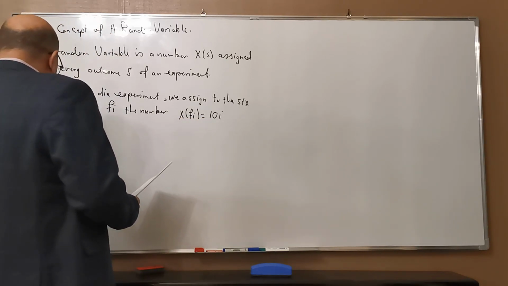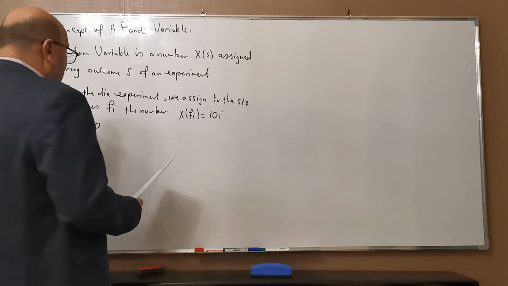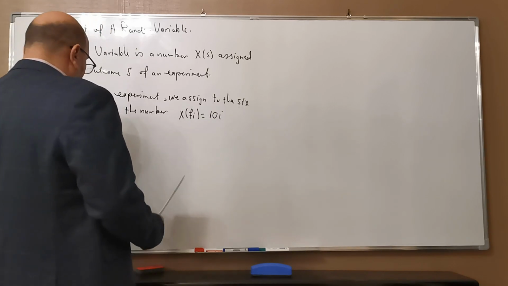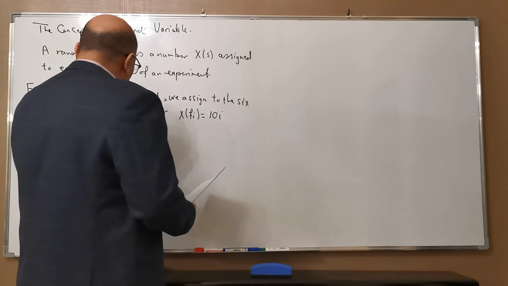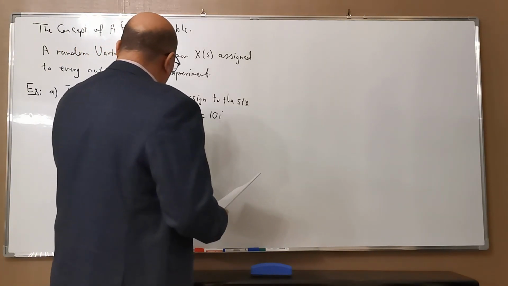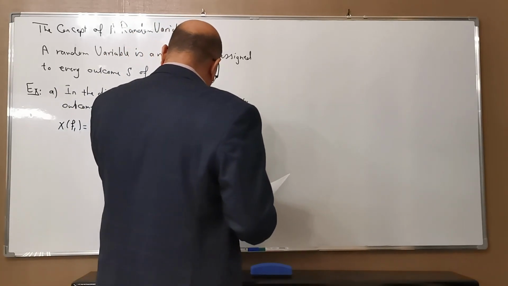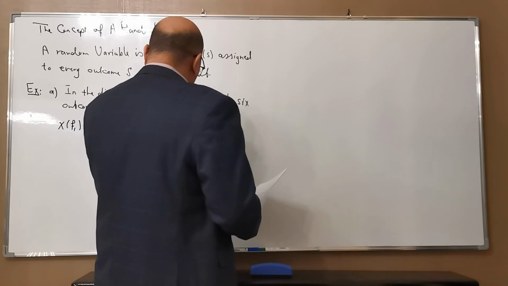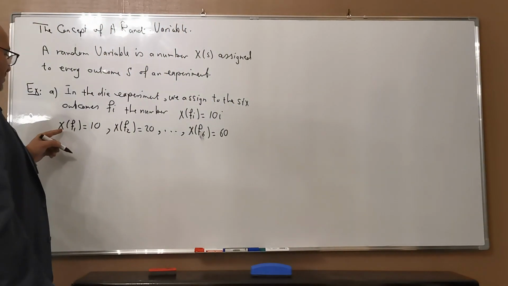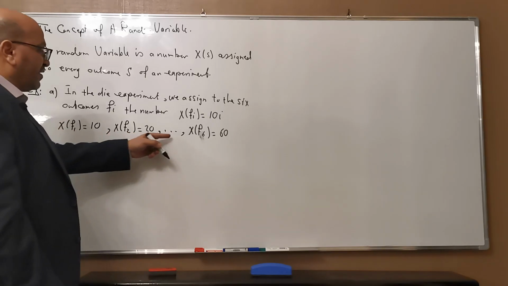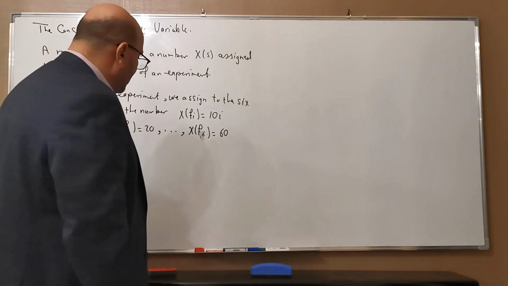This means that X of F1 equals 10 because it's 10 times 1. X of F2 is equal to 20, and X of F6, the last one, is equal to 60. So this is an experiment. So you have 6 different values of X. Each one of them is 10, 20, up to 60.